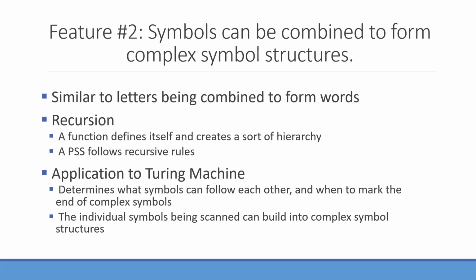This concept can be shown in the Turing machine. It uses an algorithm to determine what symbols can follow each other and when to mark the end of complex symbols. It then applies this algorithm to individual symbols being scanned, and it builds them into more complex symbol structures.